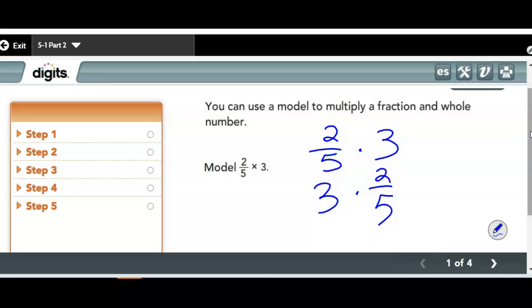Anyone have any idea how to solve this? Elena? Okay. We're not going to use a model for this one. Okay? We're solving the problem. Okay? 3 times 2/5? Yeah, how do you solve it? Perfect. Okay, everyone watch this. I'll do both of them.